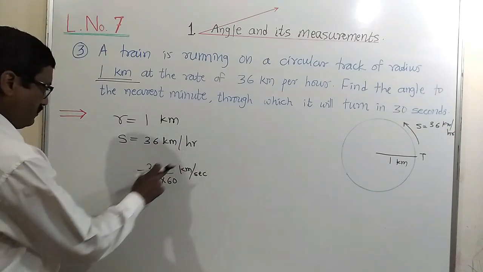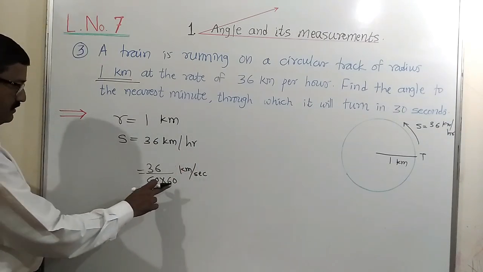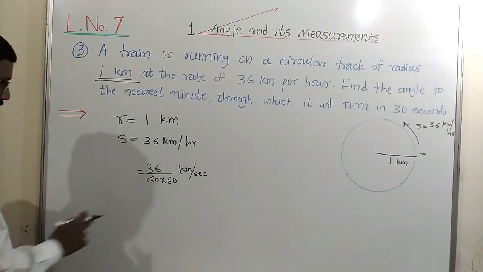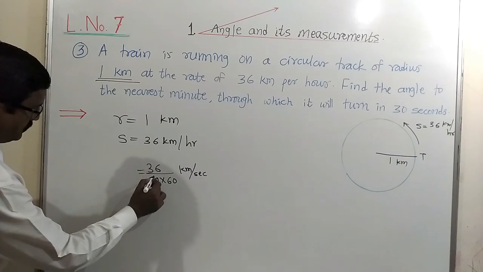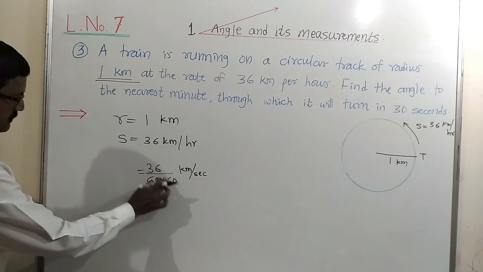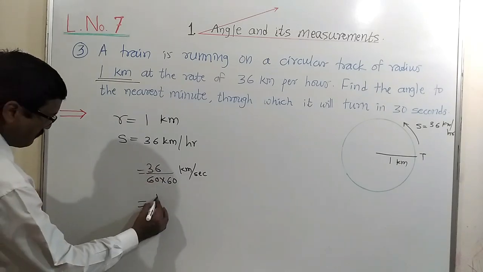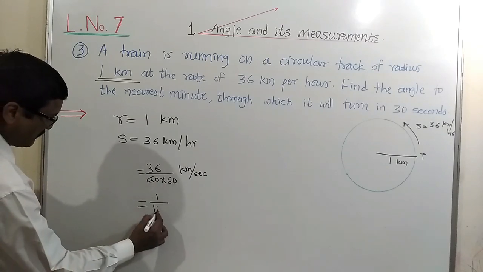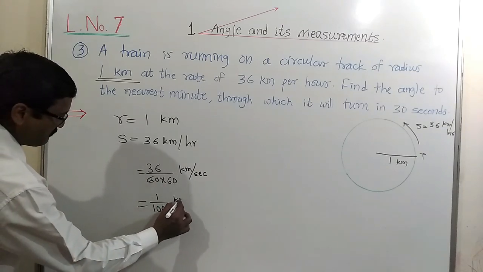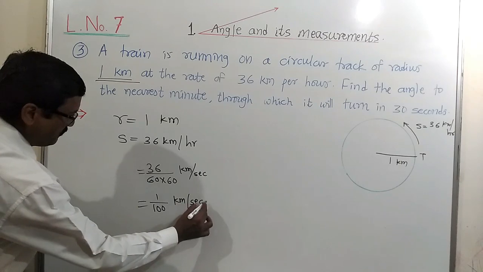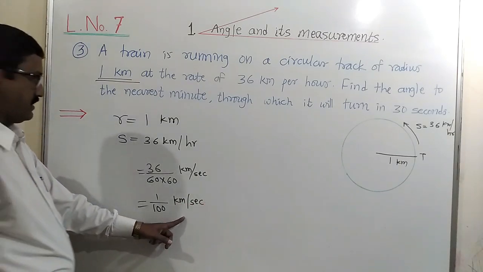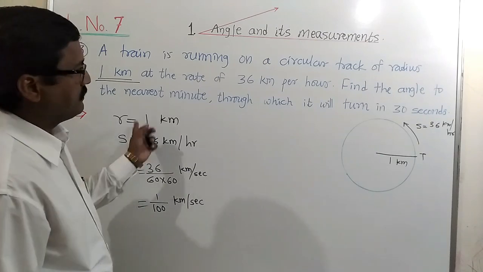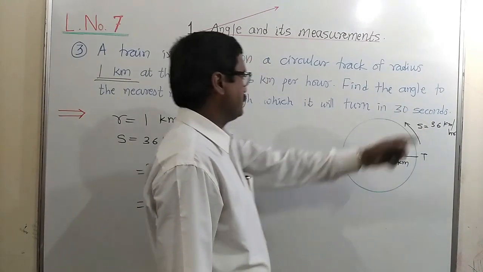60 minutes equal to 1 hour, and 60 seconds equal to 1 minute. So you get this. Here 6 into 6 is 36. We cancel with this, remains 1 upon 10 into 10, that is 100. So this is the speed in kilometers per second. But we want the distance covered by the train in 30 seconds.